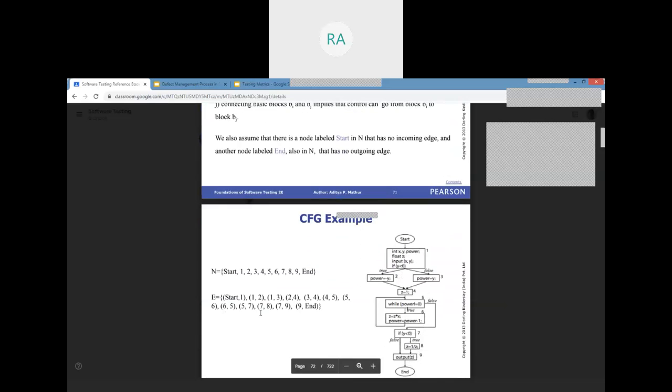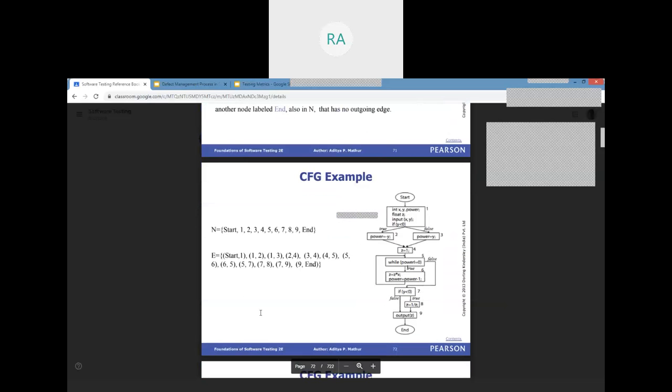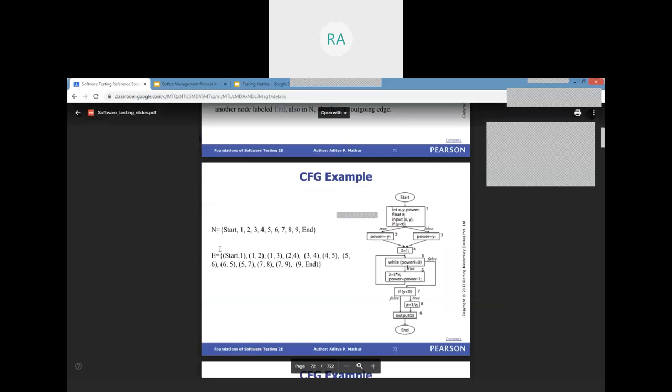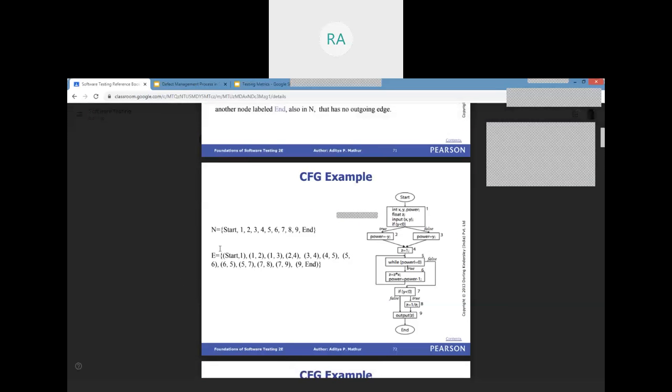They have taken up the same example here, and they have drawn a simple CFG, control flow graph. That's why the first step is always the identification of the basic blocks, because basic blocks will represent the nodes of your control flow graph. See here, N and E. I have already told you G is equal to N comma E, where N is nodes and E is edges. Here they have included start and end. In the conventions, when drawing a CFG, you are supposed to write the start and end.